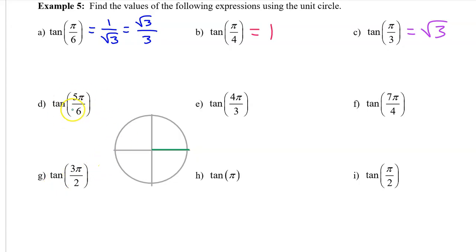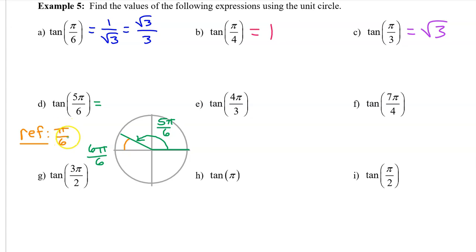Part D, what about the tangent of 5 pi over 6? First of all, in what quadrant is this? Well, I'm going to think of pi, which is right here, as 6 pi over 6. That helps me understand that 5 pi over 6 is pi over 6 less than this, placing it into the second quadrant. The angle between the terminal side and the x-axis is called the reference angle, and in this case the reference angle is pi over 6.